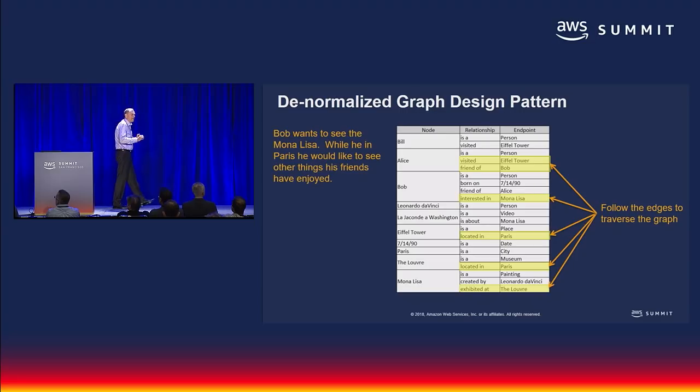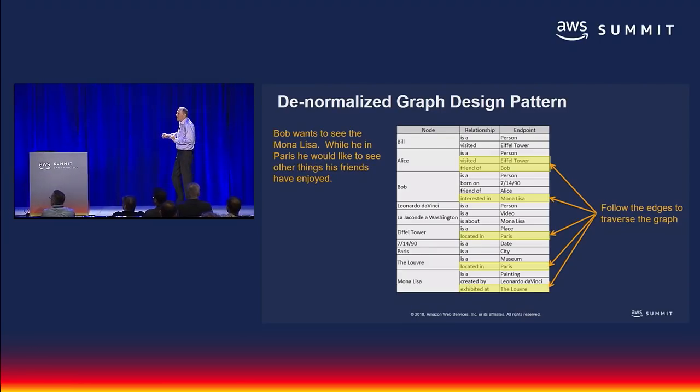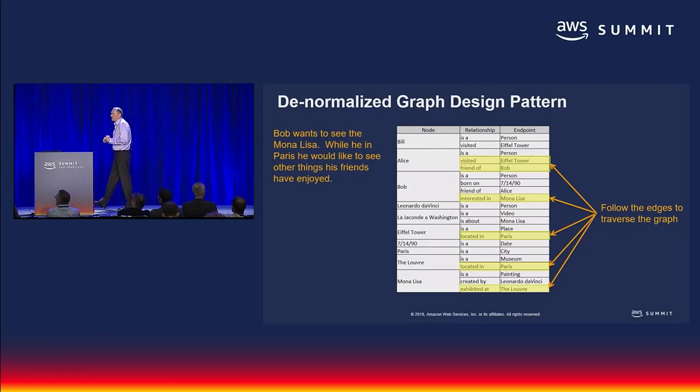The one we talked about. Bob wants to go see the Mona Lisa. The Mona Lisa is in Paris. Who does Bob know that's been to Paris? What are all the things that those people have seen? So that Bob can go off and see those things too when he's in Paris. All right, now all of a sudden we break down, right?